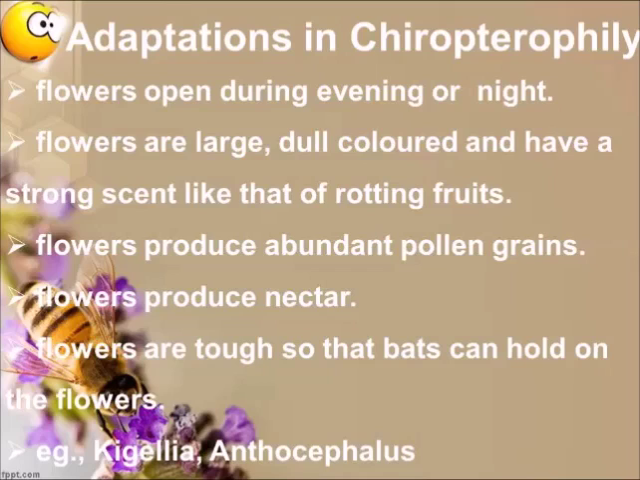Pollination by bats involves adaptations like flowers opening during evening or night. Flowers are large, dull colored, and have a strong scent like that of rotting fruits. Besides, flowers also produce a large number of pollen grains.